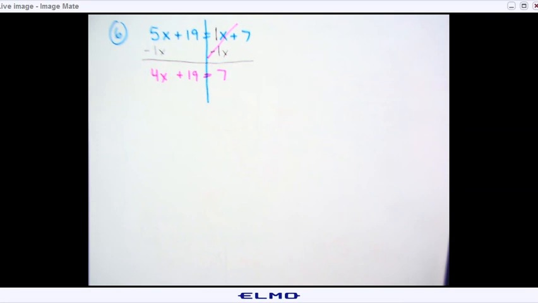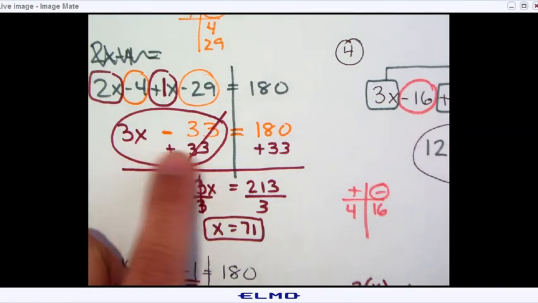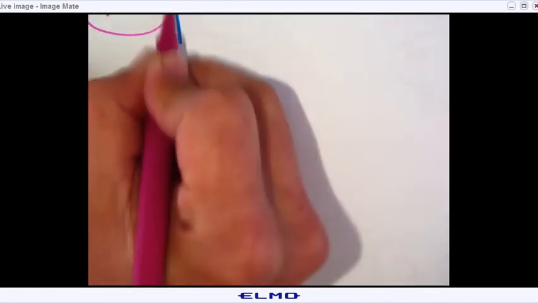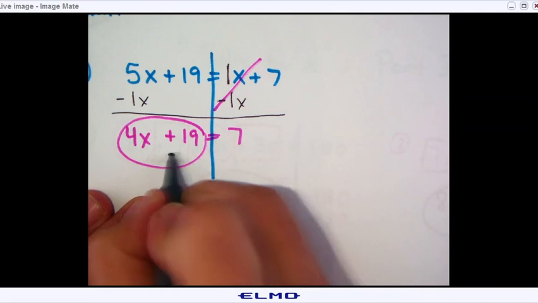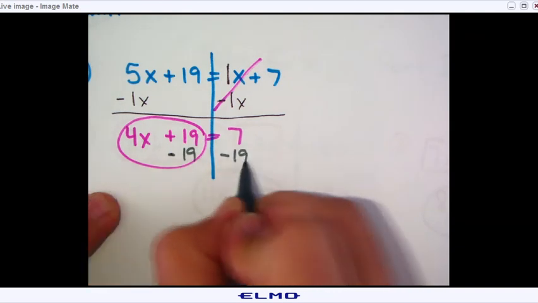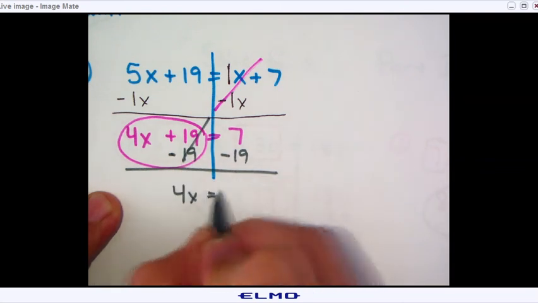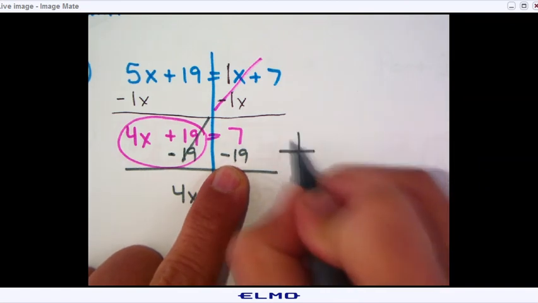See? So now you're doing the same thing you did over here, where you had 3x minus 3 equals 180. You're doing the same thing, see? Now, the variables on this side, now I'm going to get rid of, oops, sorry. I'm going to get rid of the 19, okay? So I'm going to take away 19 both sides, okay? Which gives me 4x equals, well, you can't multiply here, so you've got to do the t-chart.